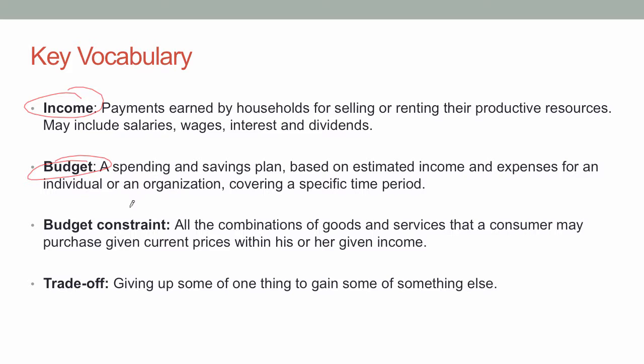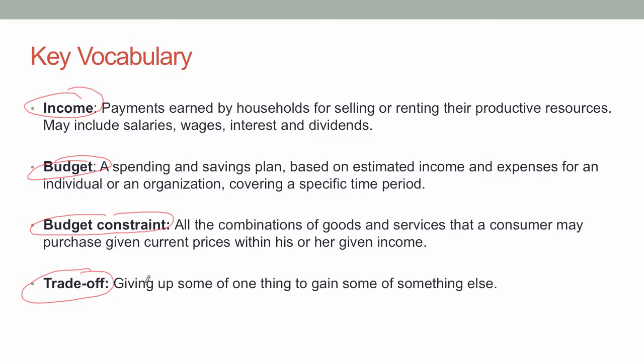A budget constraint is all the combinations of goods or services that a consumer may purchase given current prices within his or her given income. So if you have a specific income, most of us aren't millionaires, and so we have certain limits, right? There's a certain amount we can spend on housing. There's a certain amount we can spend on food, and we're constrained by that, right? We may not be able to buy the most expensive TV package, and so we have to consider and balance with the money we have in terms of what we can purchase.